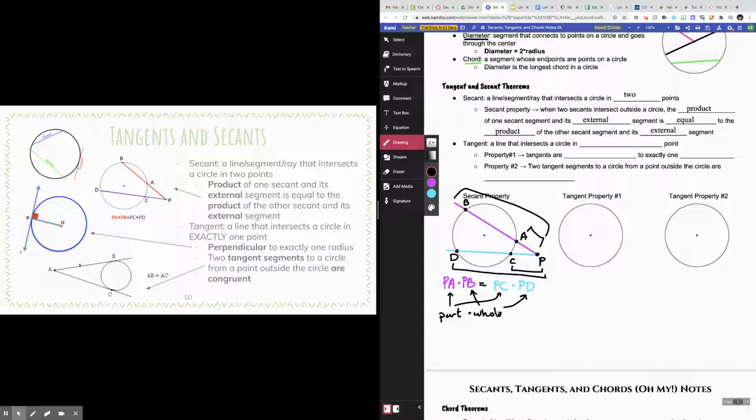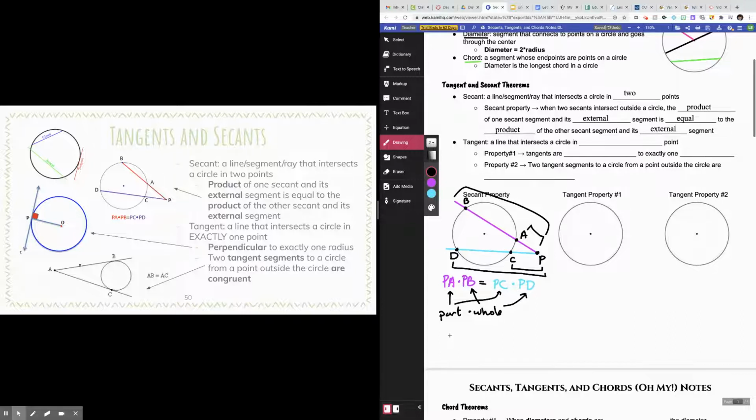Okay, so just as a quick example for you, right? If I knew that PA was 2 and PB was, I don't know, PB was 6, sure. And then let's say I knew that PC was 3, but I didn't know how long PD was, right? I have 2 times 6 is 12 equals 3x. So that means that x, the entire length of that blue secant would have to be 4.